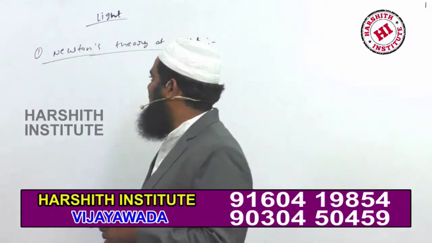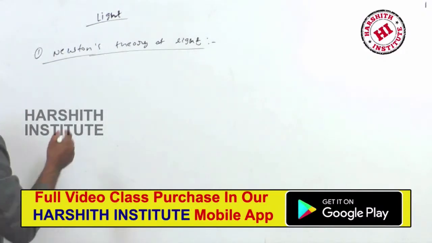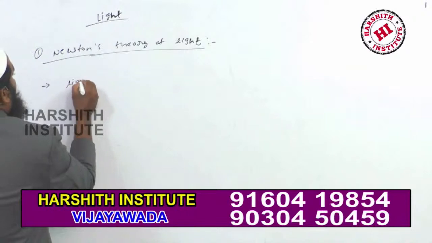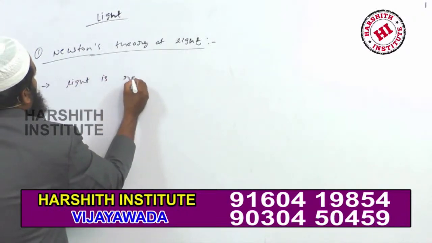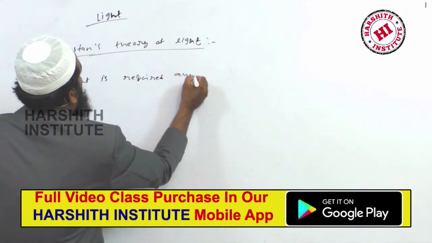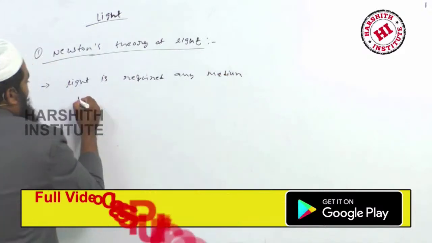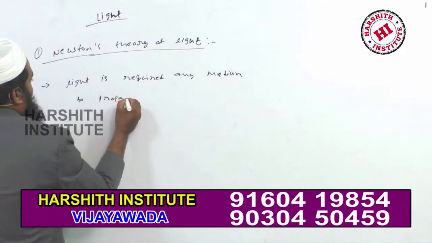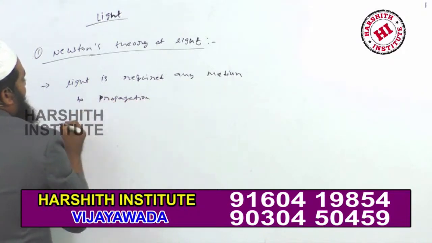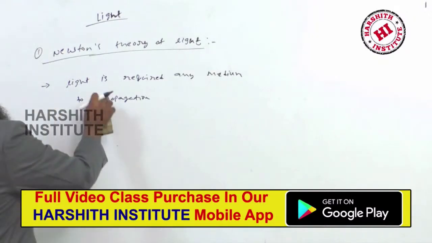In this theory, Newton explained some postulates. The first one is that light requires a medium to propagate. This is the first postulate, given by the scientist Newton.